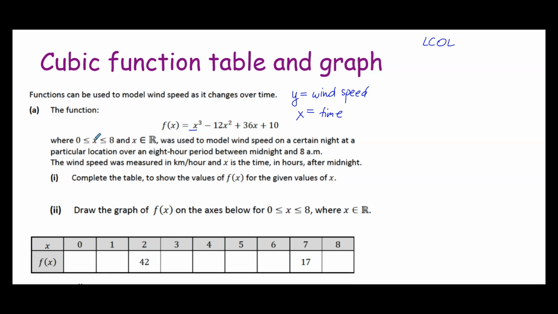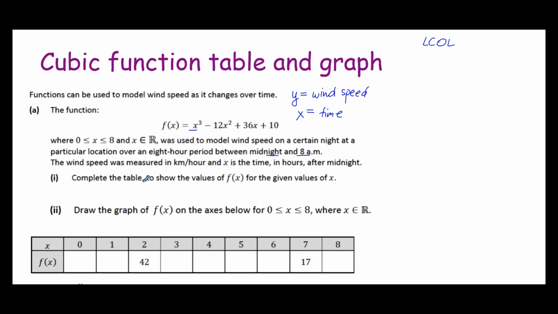And they are telling us that x in this case falls between the values 0 and 8, and that's what we have in the table. And that was used to model wind speed on a certain night at a particular location over an 8-hour period. That's why x is from 0 to 8. And that period is between midnight and 8 a.m. So from midnight to 8 in the morning, for 8 hours, they were monitoring the speed of the wind. The wind speed was measured in kilometers per hour, and x is the time in hours after midnight.